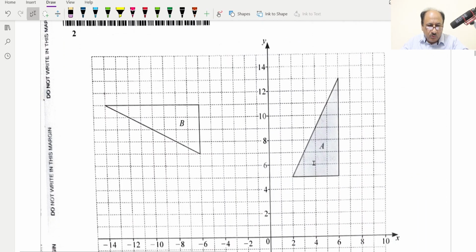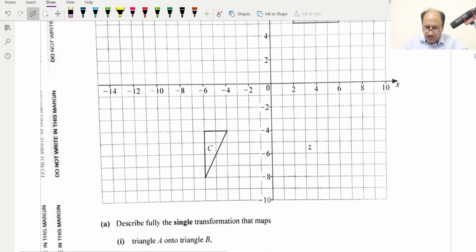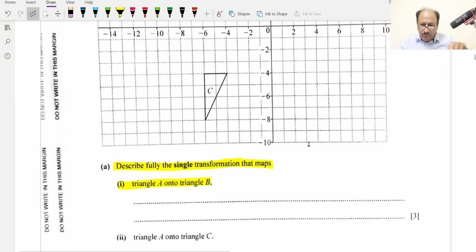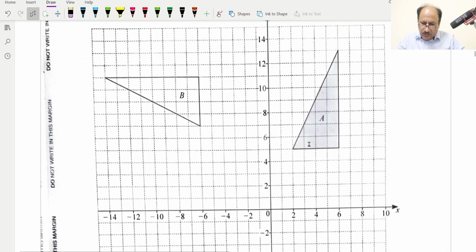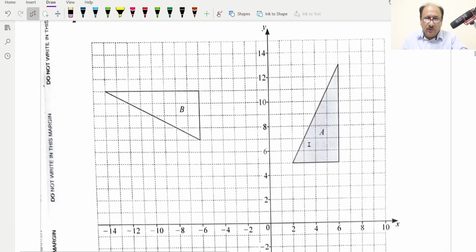Now we can move to question number 2, which is a transformation question, and this diagram is provided. First part A is: describe fully the single transformation that maps triangle A onto triangle B. So for A onto B we will be checking. We can draw from here.